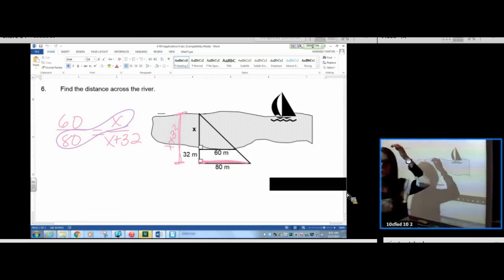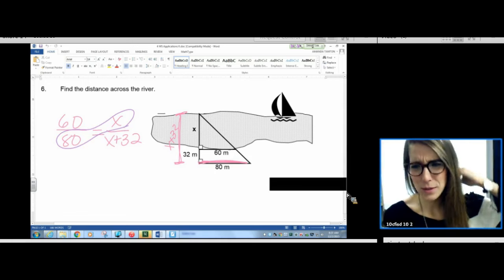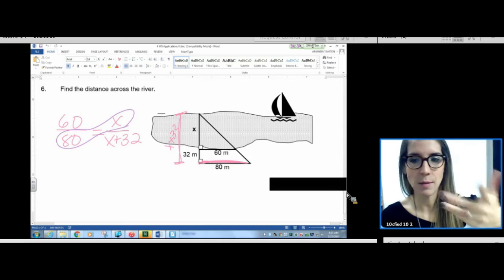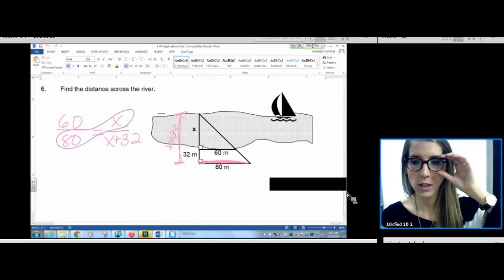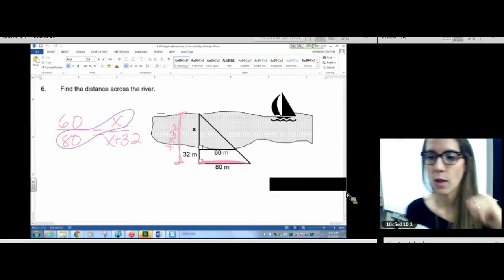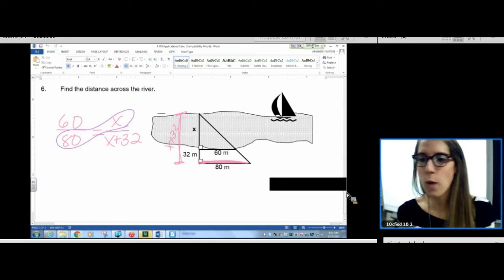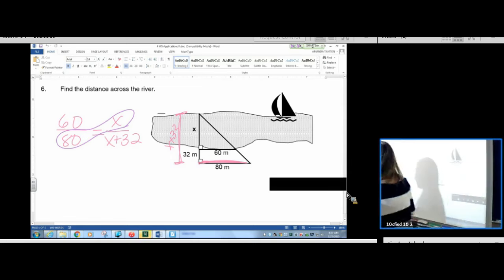By the way, some students in my class asked, why don't you reduce that before you cross multiply? You're welcome to reduce 60 over 80 before you cross multiply. If you want to do 3/4 equals x over 32, you're welcome to do that. Doesn't really matter at all.